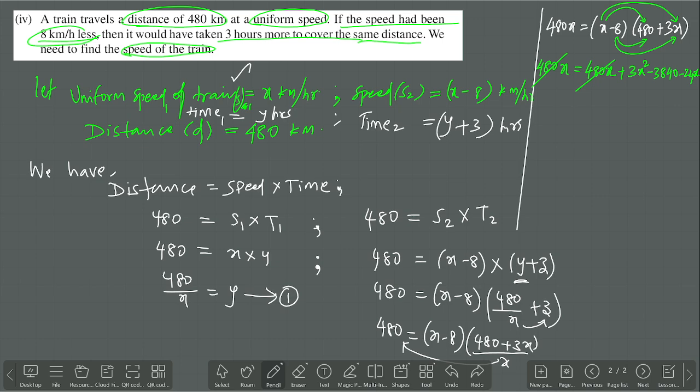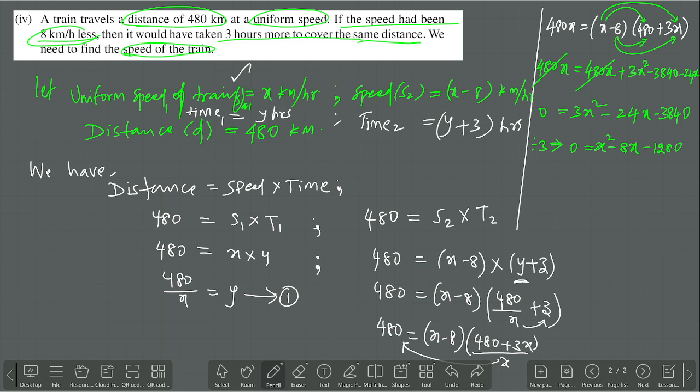Right. So what do I have remaining? 3x square minus 24x minus 3840. Is there a common 3 in all the places? Am I right? We can divide by 3 on both sides. When you divide by 3, what am I getting? Here 0 equal to x square, 8 3s are 24x. And here minus 1280, 2 3s are 6.